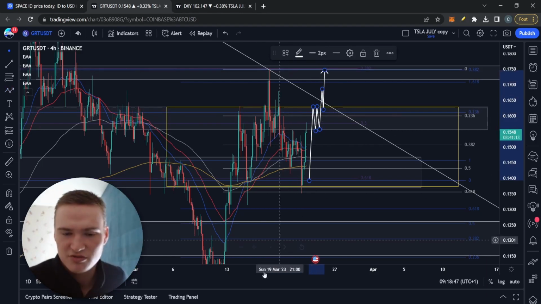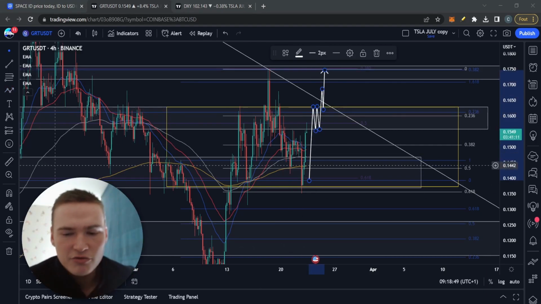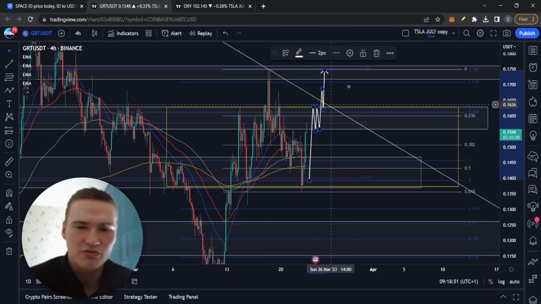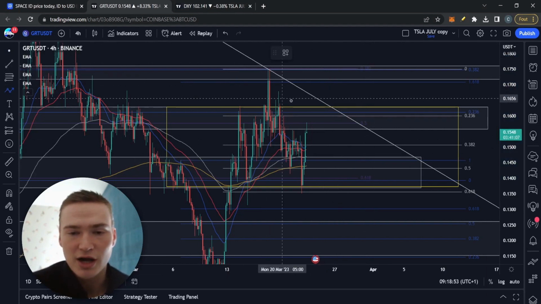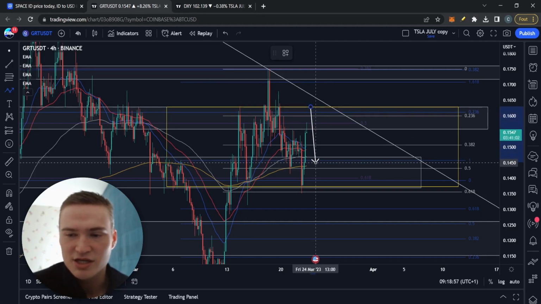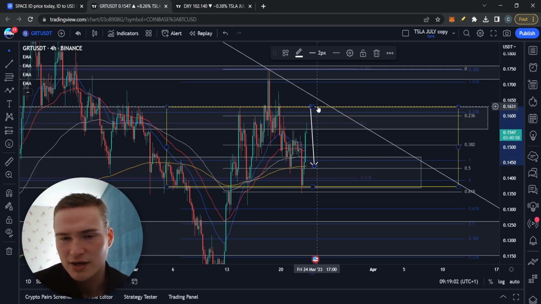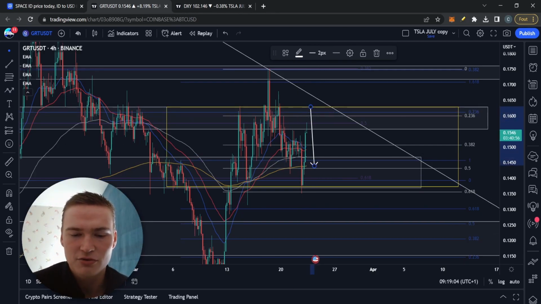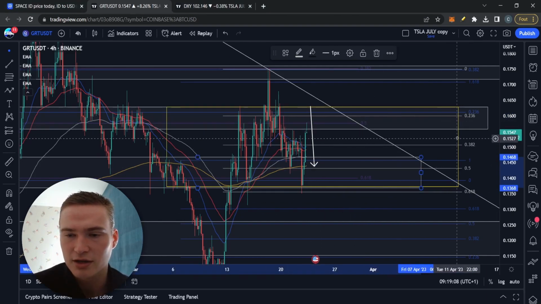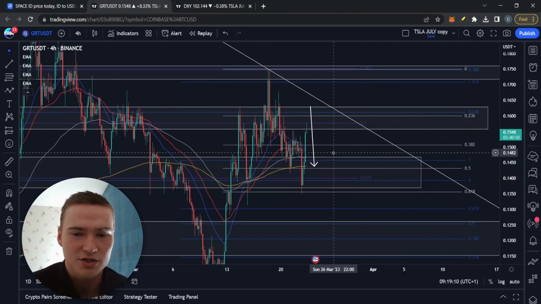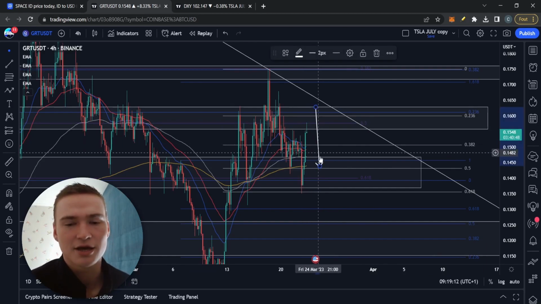I think for now though, if we respect the market structure of the graph, it's more likely that we'll get up there, but that we will drop back down towards at least 14.5 cents, and then from there perhaps try again. But I think there's a lot of selling pressure still at that level. So in the end we will see, but I think for now it's more likely to expect the market structure to stay how it is.